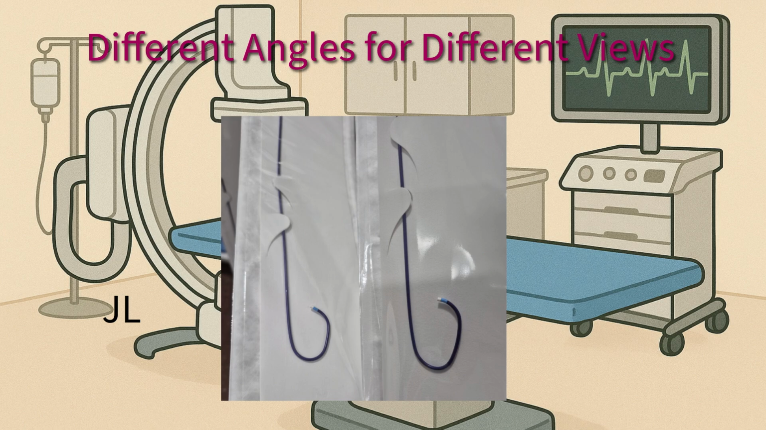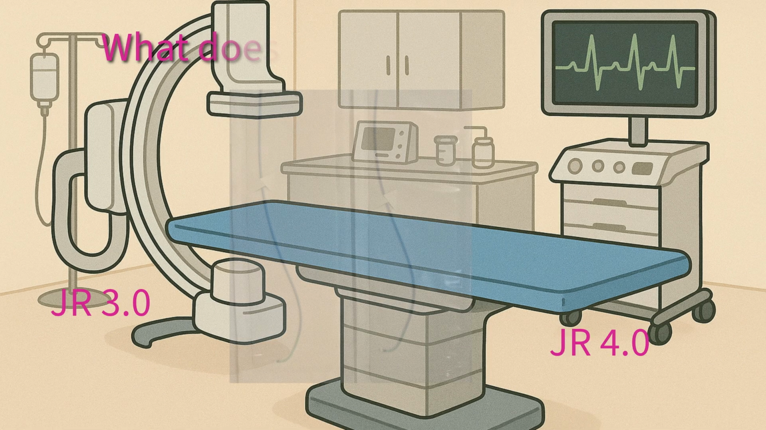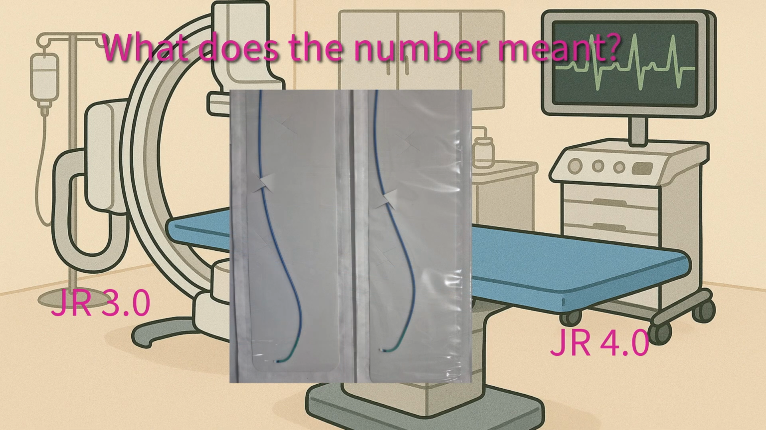They all have different angles. Your physician will call it what they want because they'll know the angles that they think will be useful. That's beyond what you really need to know as a new person in the Cath Lab. What you do need to know about these catheters is they all have a number. So it's a JR3.5, a JL4.